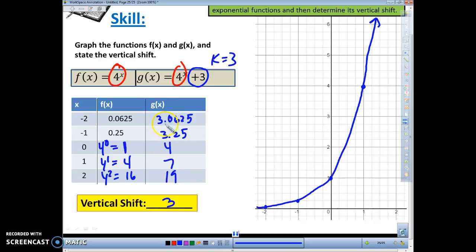And then I want to go ahead and plot g of x, which I'm going to do in red. At negative 2, it is 3.0625, that's just here. At negative 1, it is 3.25, which is here. 0, 4. 1, 7, which is up here, it's off the graph, and then 19, we're not going to reach. So my function should look exactly like this function, but just shifted up 3 units. And that's how you do this example.